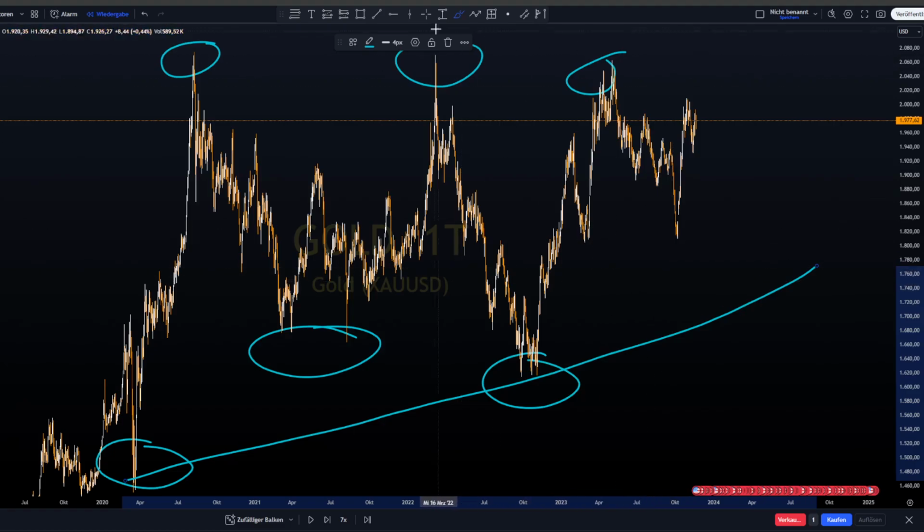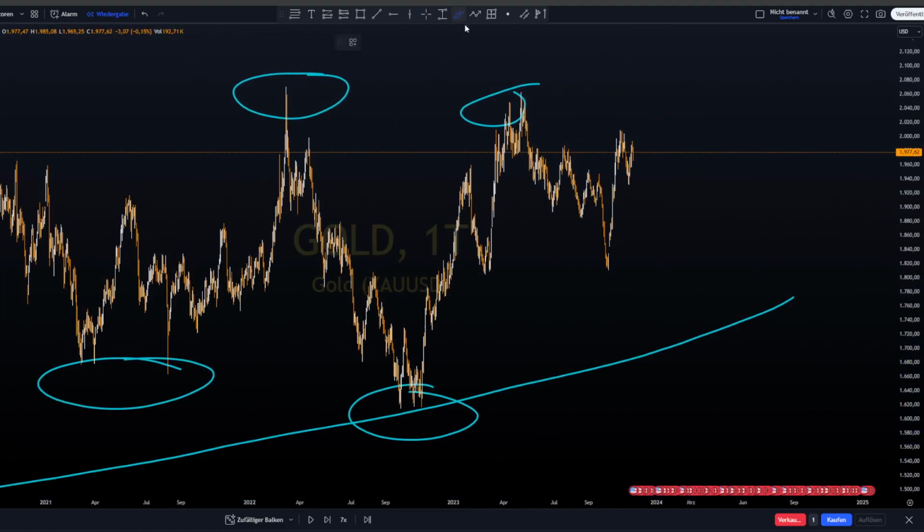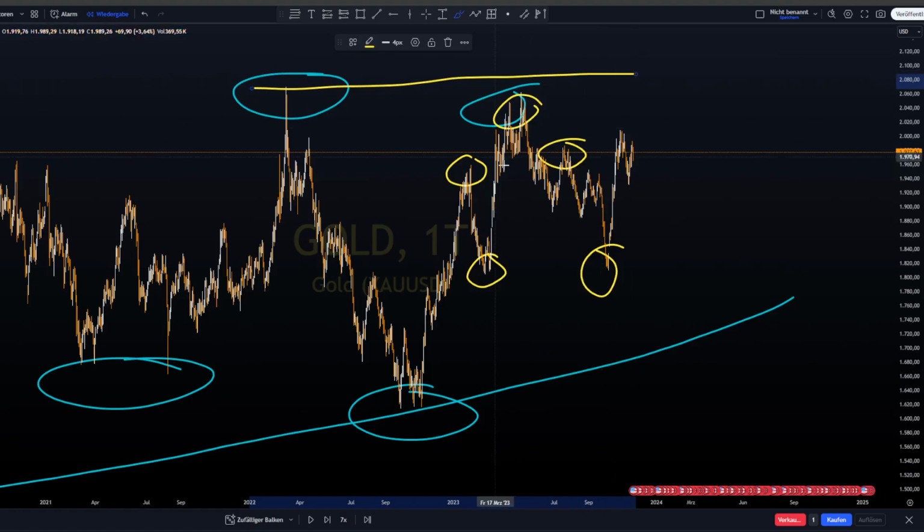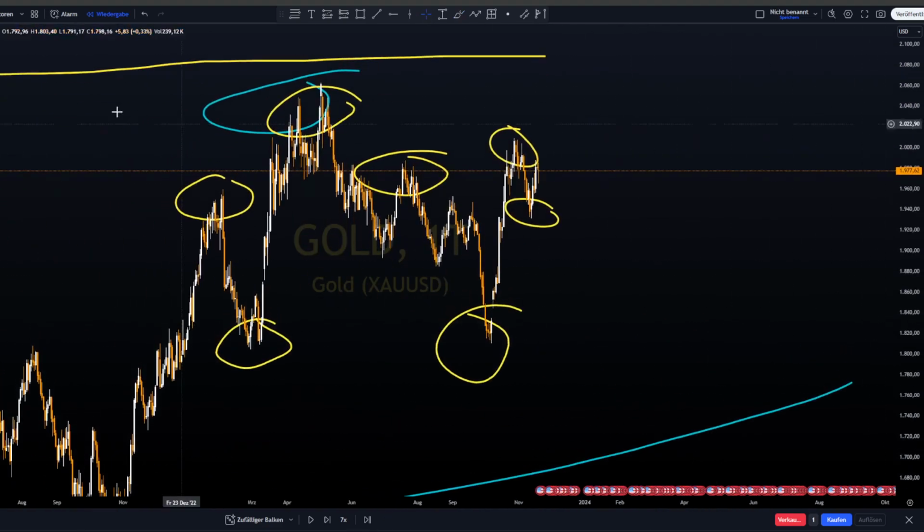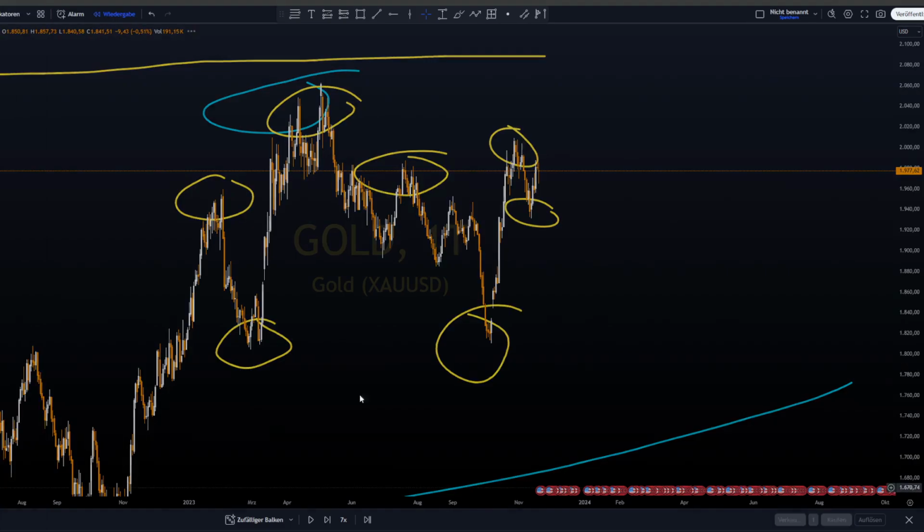It helps us to find the main buyers, and now we are looking at the internal zones. Internal, because it's still ruled by this one. And now we're zooming in. We can also look at the 4 hours.